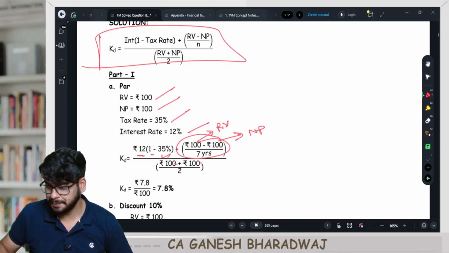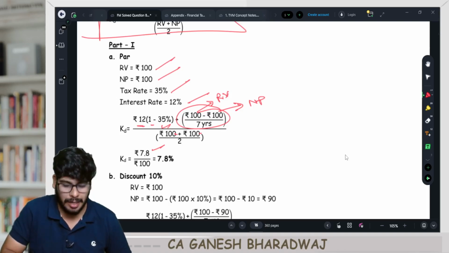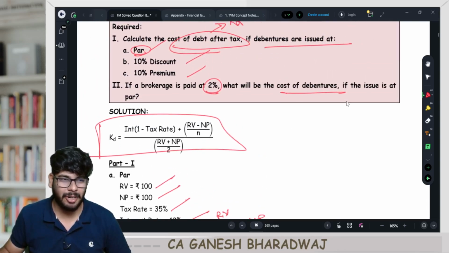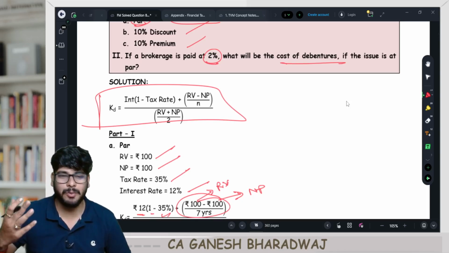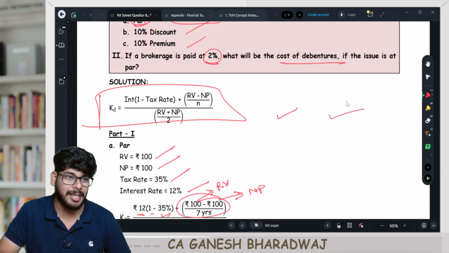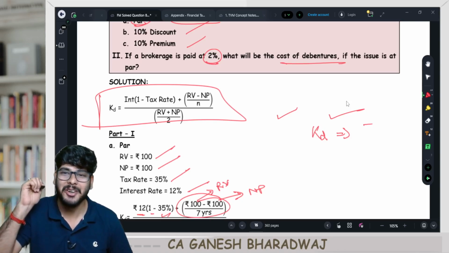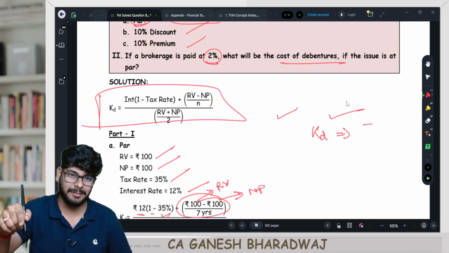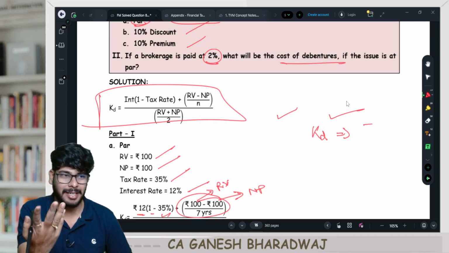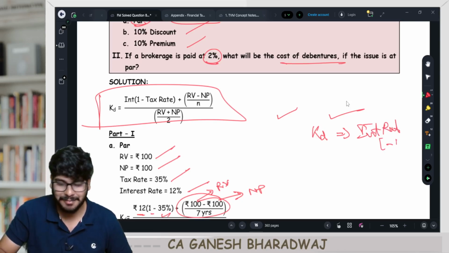Are you clear with this, guys? Getting it? Fine. So technically what you get is 7.8 upon 100. This is going to be 7.8%. Guys, are you clear with this? Or in other words, can I come to a conclusion? This is just one observation. When you are issuing at par and also redeeming it at par, can I directly say for KD, the only cost is interest cost? Correct? There is no difference between the two, no? Are you understanding this? When I'm issuing and redeeming it at par, the only cost associated is what? Interest cost, right? Directly can I say KD is going to be your interest rate into 1 minus t, right?